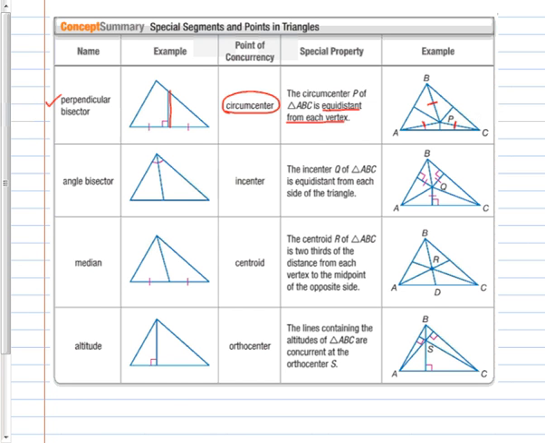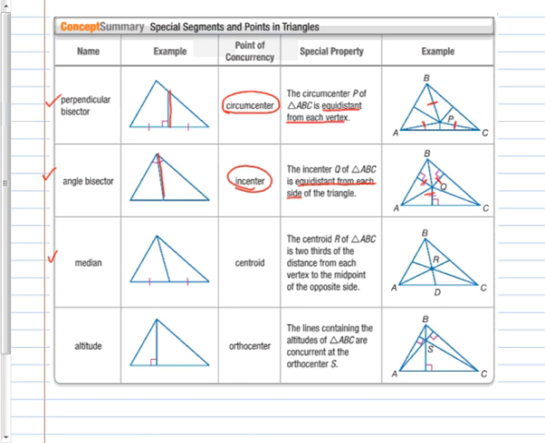The second one we learned to do was if we do angle bisectors. They've only drawn one right here. But if I do all the angle bisectors, they are concurrent at a point called the incenter. The incenter is equidistant from each side of the triangle, right there. That allows us to draw a what? A circle inside, an inscribed circle, a circle inside.